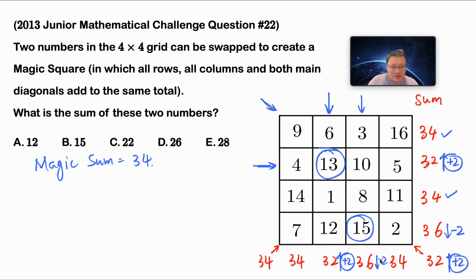If we change it to 15, you see that yes, 15 is in this column, right? And also 15 is in this row. You want to make that row a little bit smaller. So basically, we need to swap 13 and 15. So that will give us this magic square. And since we're going to swap 13 and 15, what's the sum of those two numbers? You do 13 plus 15, that is 28. So 28 will be the answer. We choose E.